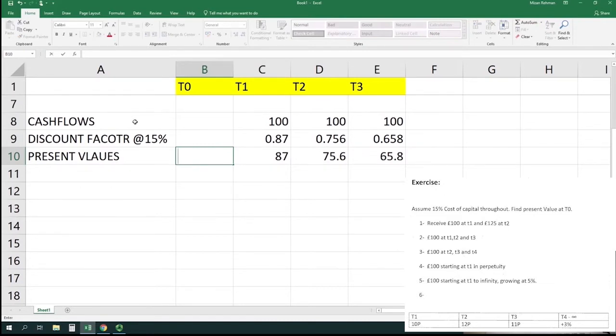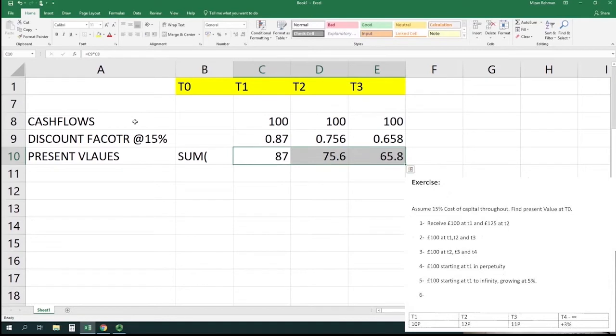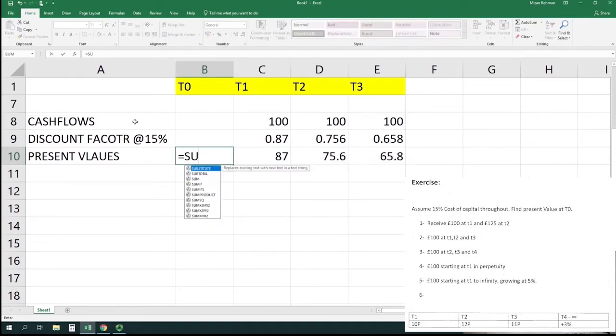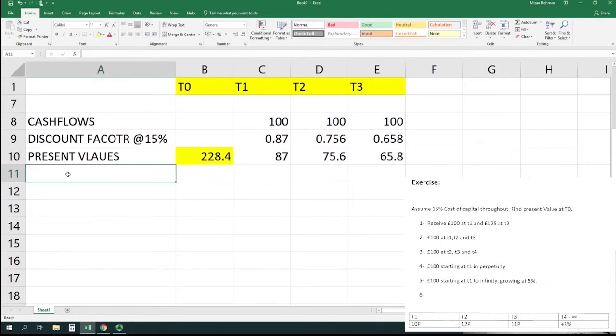And we can add all of these, the sum of all these, to get the total present value of £228.40. So we can see that we received £300 in total over 3 years' time, but the present value of that money is £228.40. There is a quicker way of doing this.